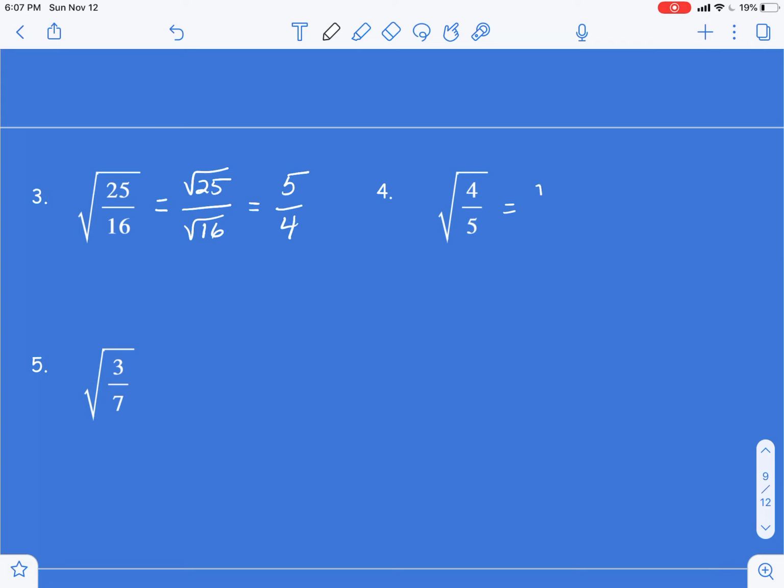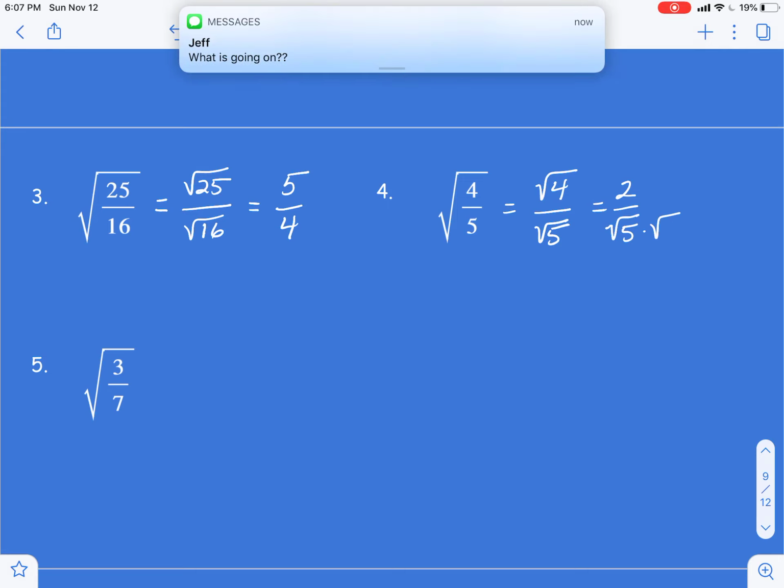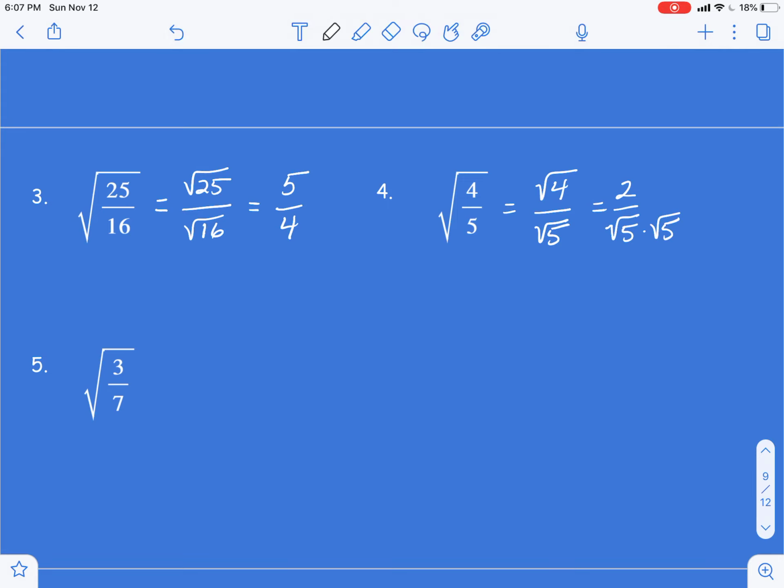I'm going to do the same thing over here. Square root of 4 over the square root of 5. The square root of 4 is 2. Square root of 5 has to stay. But I have a square root in the denominator. So now I need to rationalize it to get my final answer. So 2 square root of 5 over 5. What do you think of that?